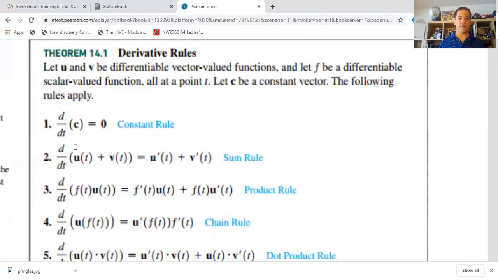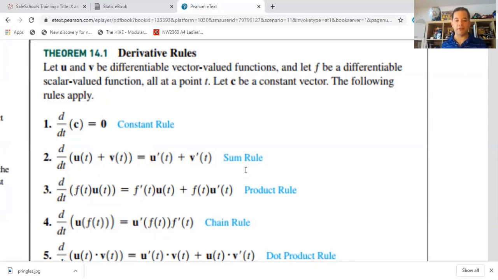The derivative of a constant vector is 0. It's like a constant function. If you have two vector functions u and v, and both of them have derivatives, then the derivative of the sum is the sum of the derivatives. Whoop-de-doo, right? Not surprised. Now we have the product rule.